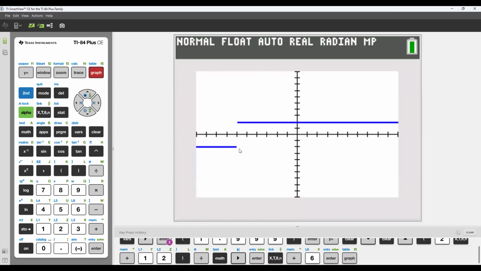Now, do you see that we would like to evaluate the limit as x approaches negative 6? From the left, we have negative 2, and from the right, we have it equal to 2. So therefore, the limit does not exist here.